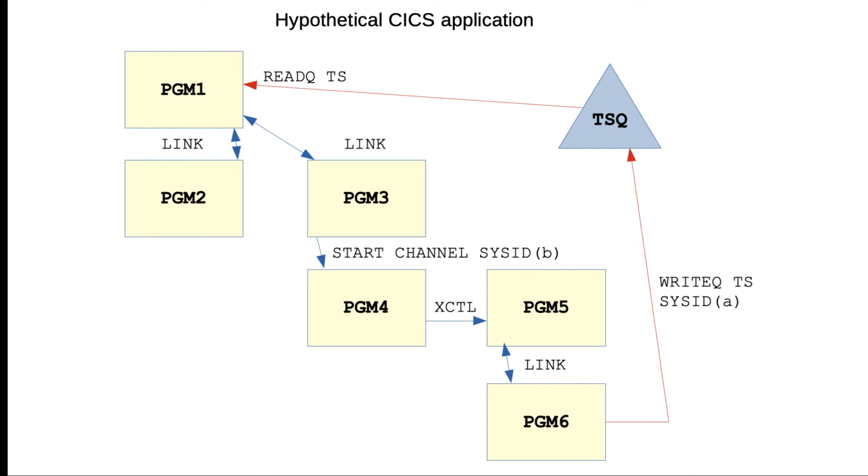Program 3 issues a start command to initiate a transaction in a remote region. The transaction runs Program 4, which examines the contents of the container passed from Program 3 and determines Program 5 is the appropriate program to carry out the request. Program 5 does some work and then links to Program 6, which writes the result of the action to the temp storage queue.